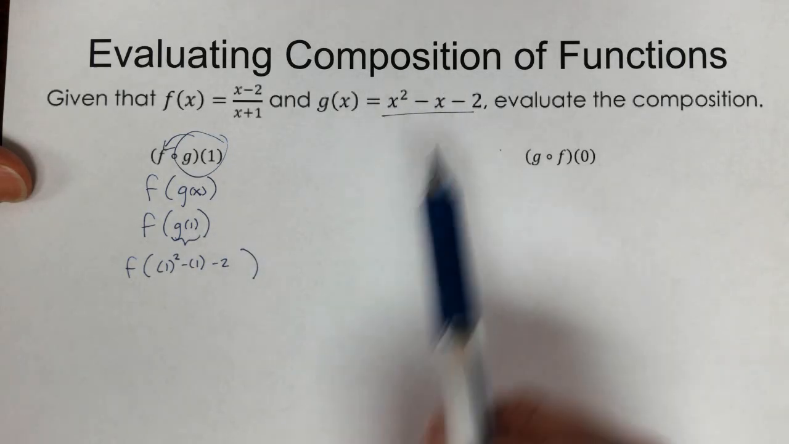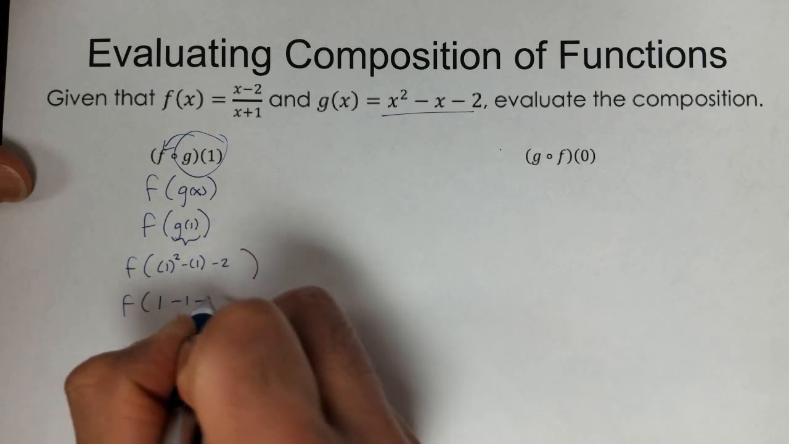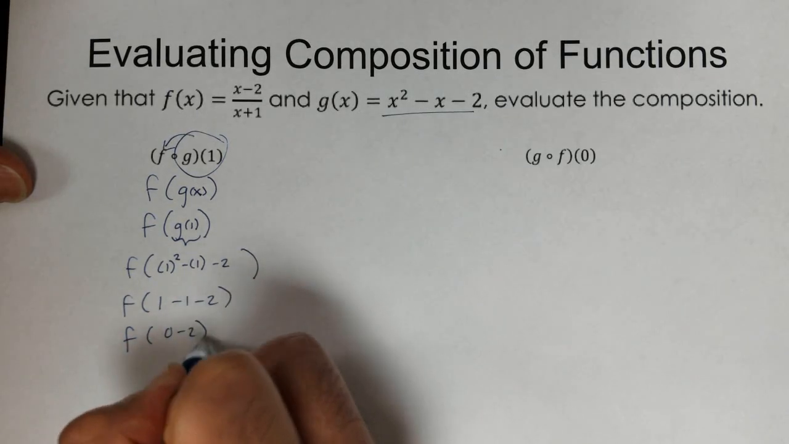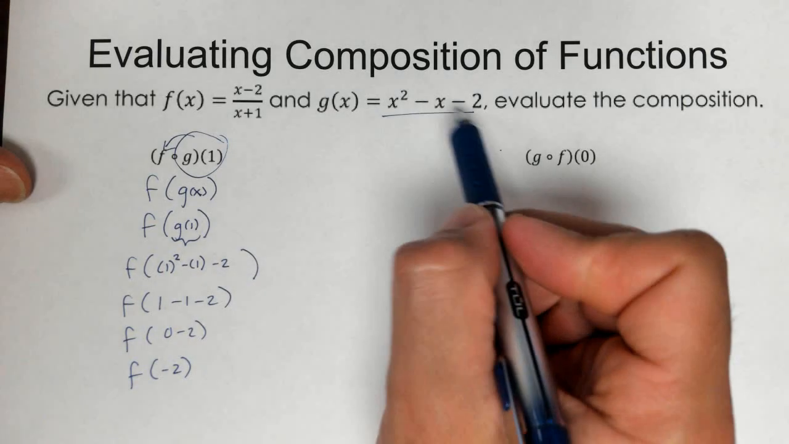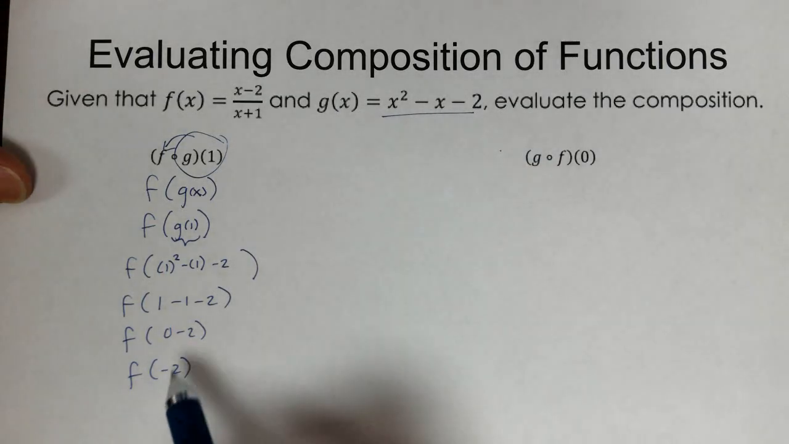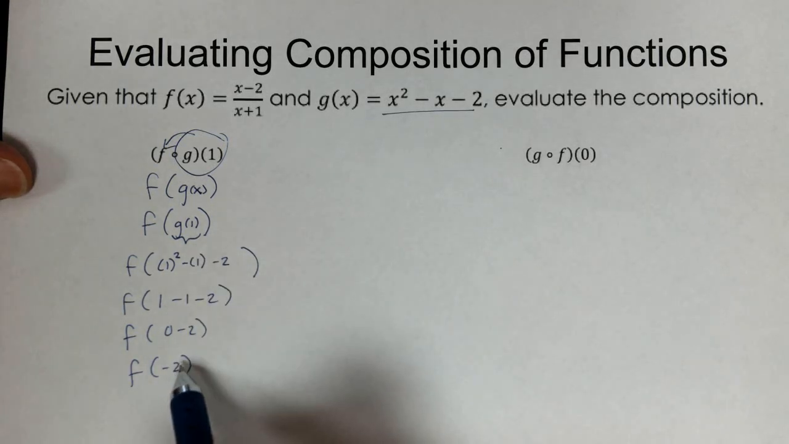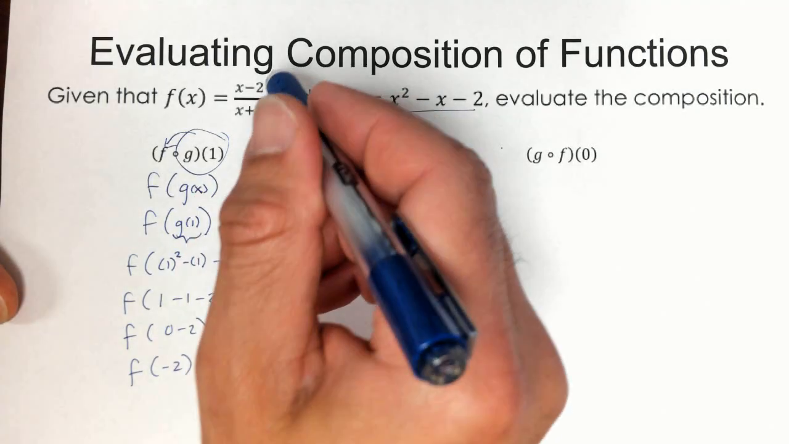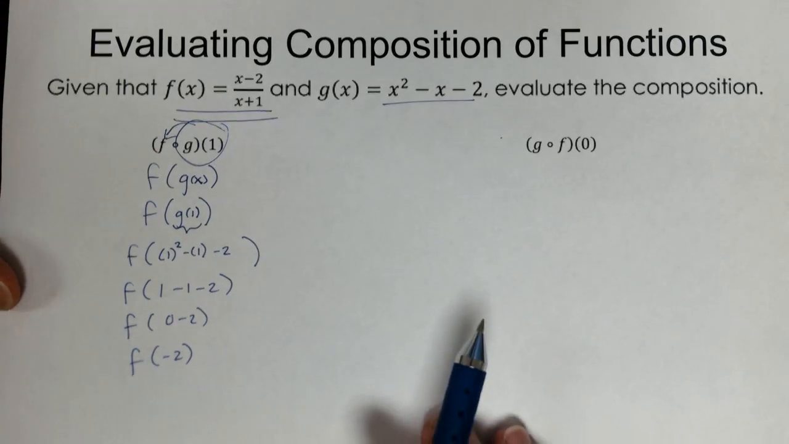And I now want to do some PEMDAS. 1 squared is 1 minus 1 minus 2. If I simplify, I get 1 minus 1 is 0 minus 2. Now I have negative 2. The entire g function equals negative 2 when I plug in 1. Now, I want to take the output of g and plug it into f. So now I take my f function and plug in negative 2.